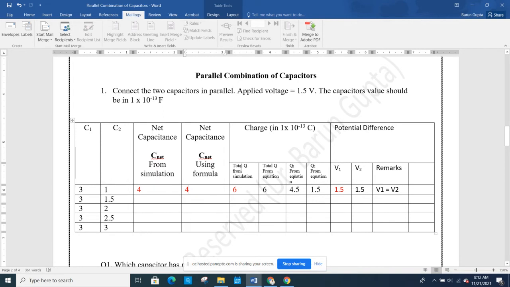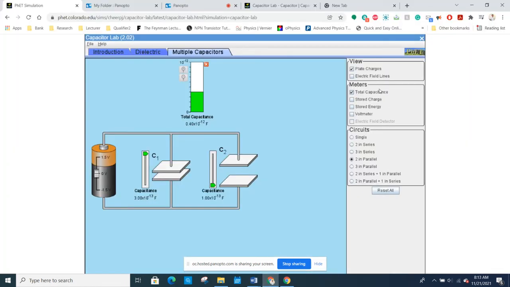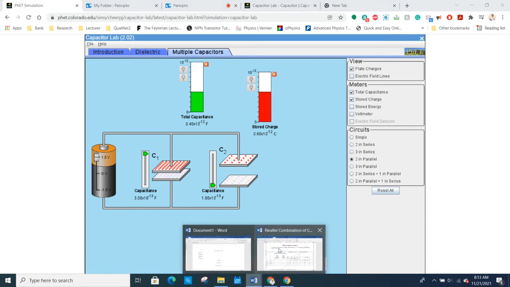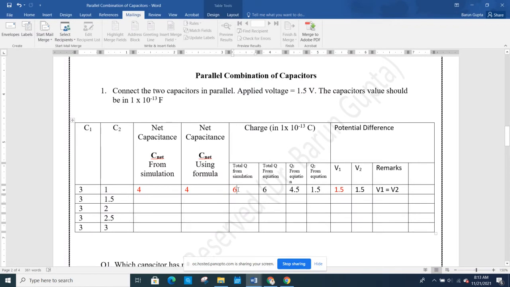Next is the total charge from simulation. Come here to the stored charge, and of course you have to apply the 1.5 voltage here. The total charge is 6 times 10 to the negative 13. If it is out of range, you can just use this zoom button here, zoom in and zoom out. So 6 times 10 to the negative 13, that's from the simulation.